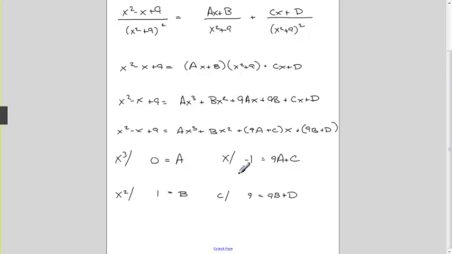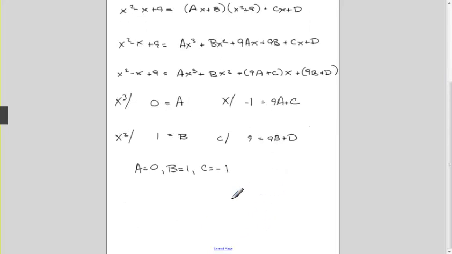So we've got 4 equations and 4 unknowns, but 2 of them are explicitly already figured out. A is 0, B is 1. So if A is 0, here we know 9 times 0 is 0, so we have C is equal to -1. So let's write these down. A is equal to 0, B is equal to 1, C is equal to -1. And the final one, we actually have to do something. We'd have 9 is equal to 9 times b, which is 1, plus d. And so we have 9 and 9 here, so d is going to be equal to 0.